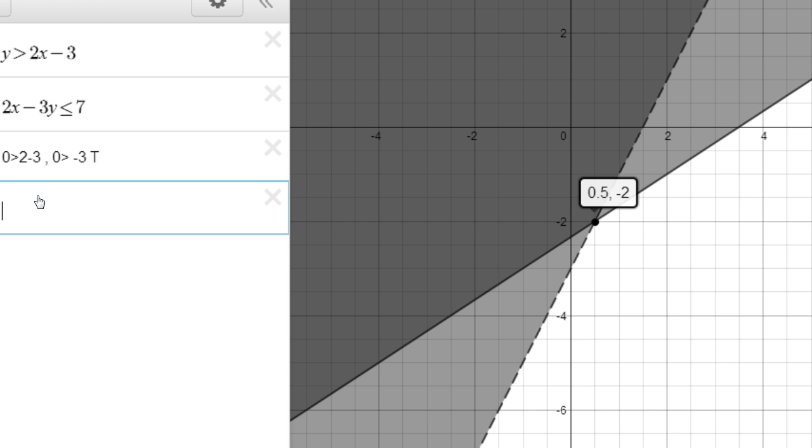Okay, and then if I try out the other one, 2 times 0 is 0, so 0 minus 0 is less than or equal to 7. Okay, which is another true statement as well. Okay, so since they're both true, I definitely know it's going to be in this quarter.